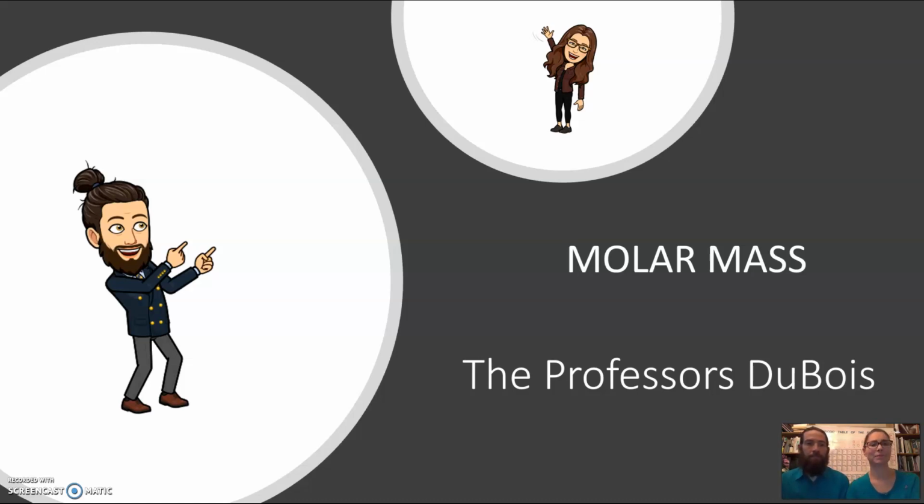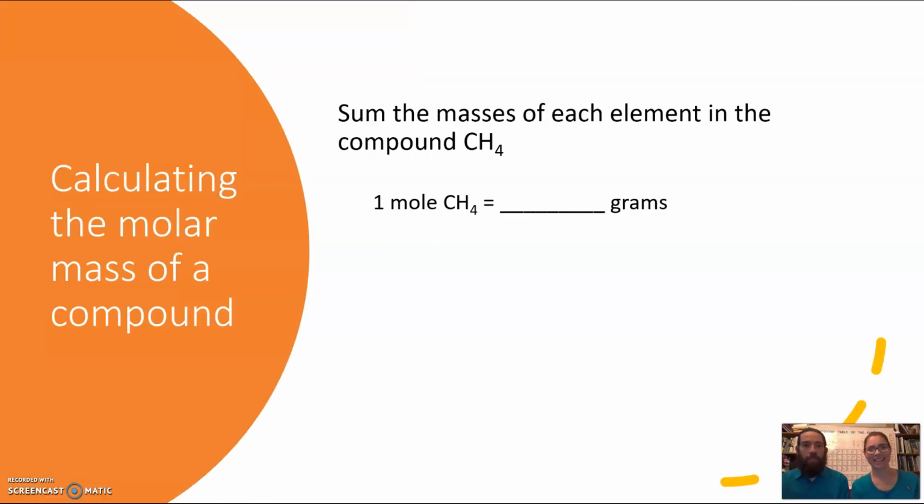Yep, molar mass, very important. We're going to use it a lot. So how do you calculate the molar mass, and what is a molar mass? We talked about in the last video how the masses on the periodic table are in AMU, and in grams in 1 mole. So if you add up the masses of each element in a compound, then you will have the molar mass, or the mass of 1 mole of that compound.